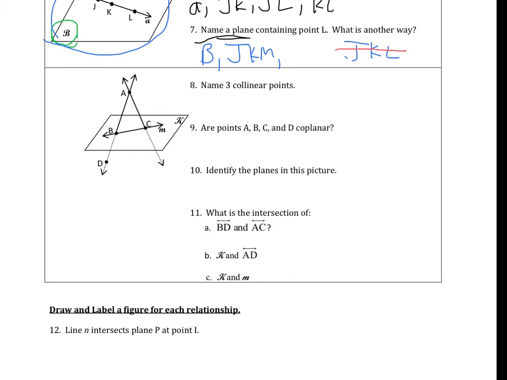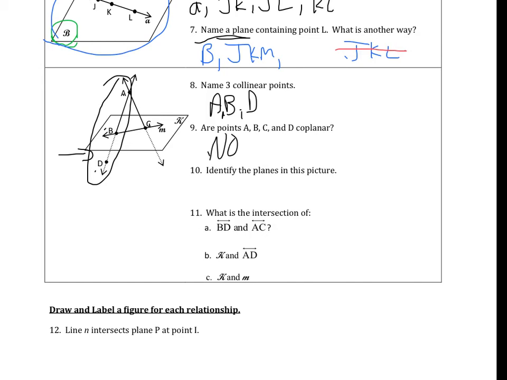But what I can do, slow down here, is name three collinear points. If you look, the dotted means that the line keeps going. So if I've got A, B, and D, that's my three collinear points: A, B, and D. Are points A, B, C, and D coplanar? Not currently. You could draw one, that would technically work, but no, they would not be coplanar.